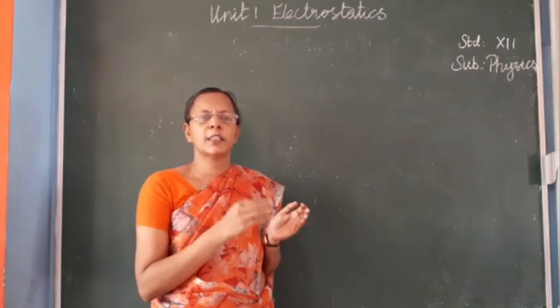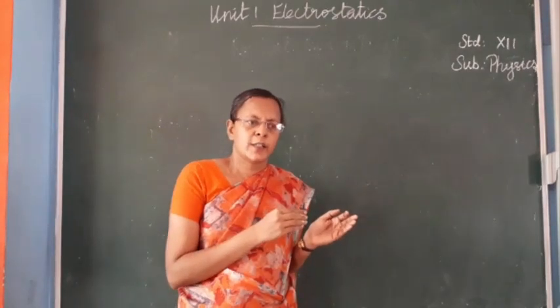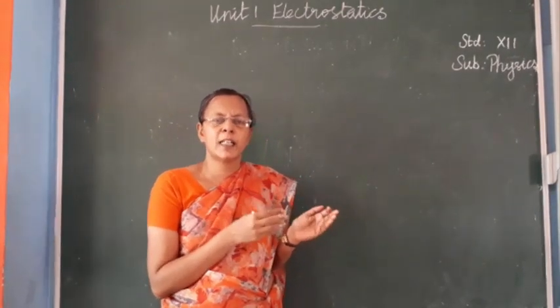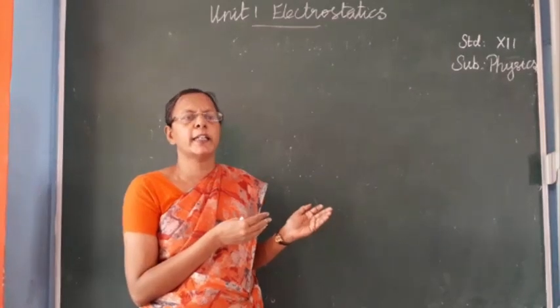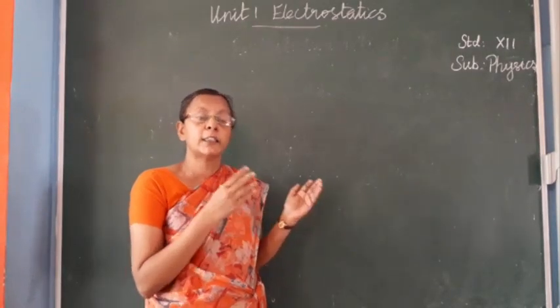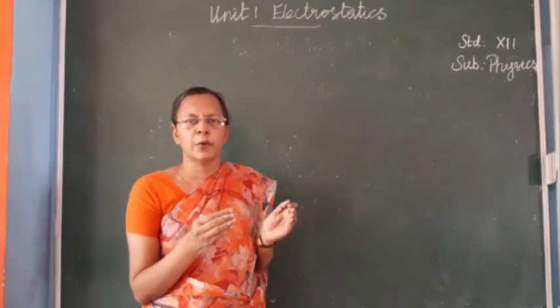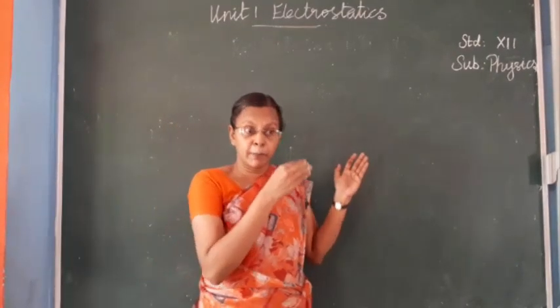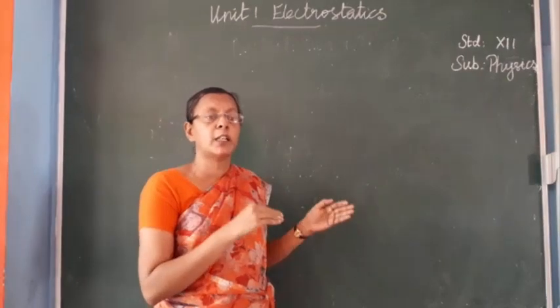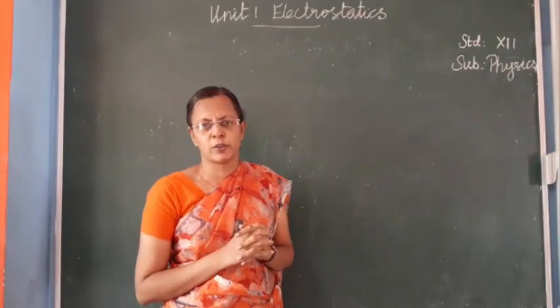The total charge in the universe is constant. Charges can neither be created nor destroyed. In any physical process, the net change in charge is always 0. So that you know. Like that, the three basic properties we also have to write together for a 5-mark question.